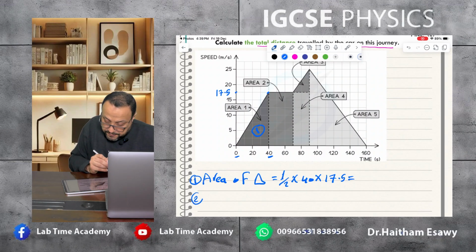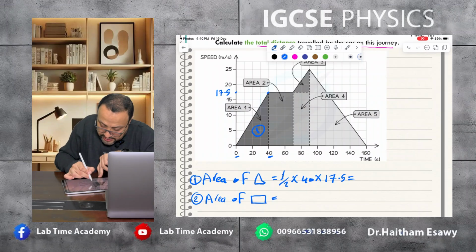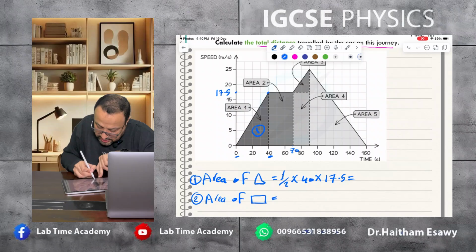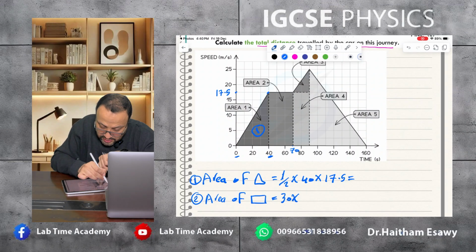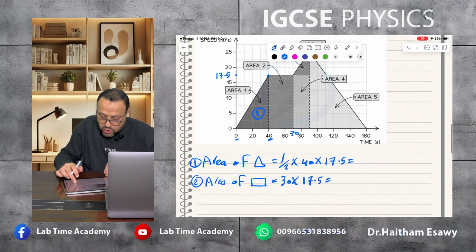The second shape, the area of the rectangle, equals length times width. Start from 40, end with this point between 60 and 80, which is 70. So we have 70 minus 40 equals 30. So 30 times the height, which is 17.5. And you can use the calculator to find the result of each one of them.